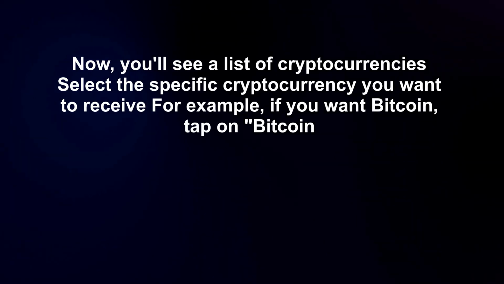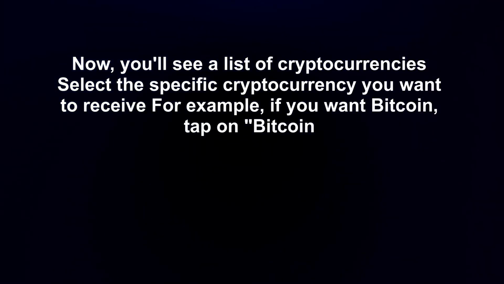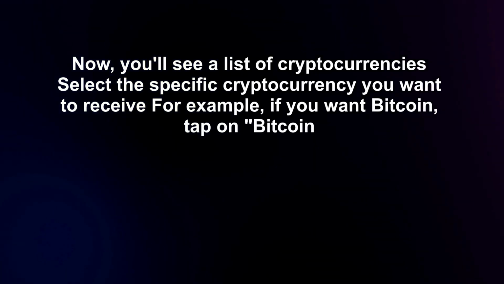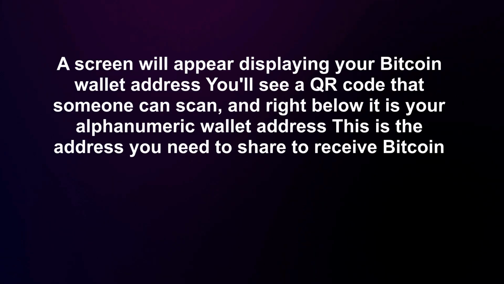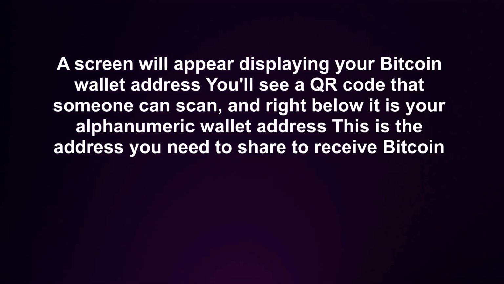Tap it. Now, you'll see a list of cryptocurrencies. Select the specific cryptocurrency you want to receive. For example, if you want Bitcoin, tap on Bitcoin. A screen will appear displaying your Bitcoin wallet address.